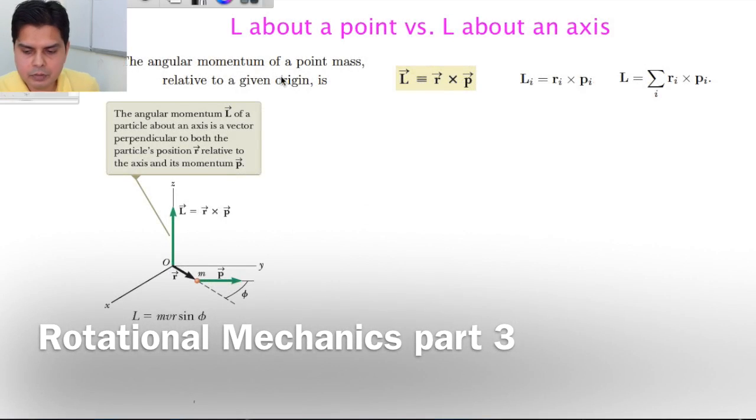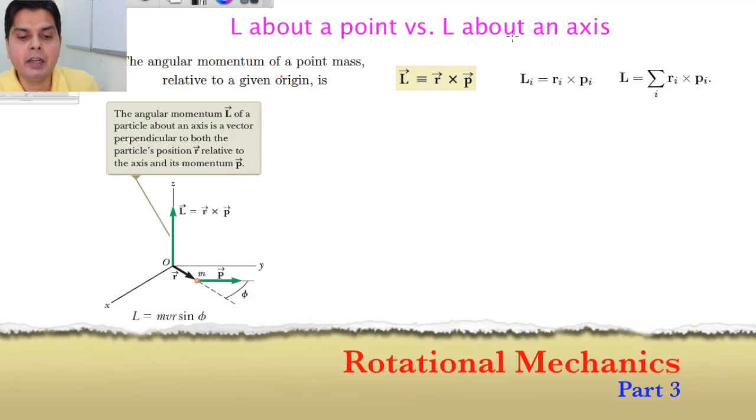After this example, let's see another important concept: what do we mean by L about a point and what do we mean by L about an axis. These are two related concepts, but they are different, and we should be very clear how they are different.